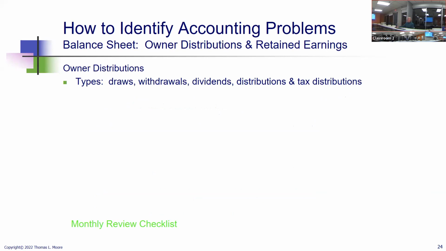Last thing we're going to talk about is owner distributions. So if you're a limited liability company, an LLC, or an S Corp, or a subchapter S Corp, your shareholders are going to have the ability to make owner distributions or draws, which are legitimate, from the business. Oftentimes, this is done to help shareholders pay taxes, right? So they calculate out what their tax liability is, and then the company pays those taxes through an owner distribution. So it's a legitimate way to do it.